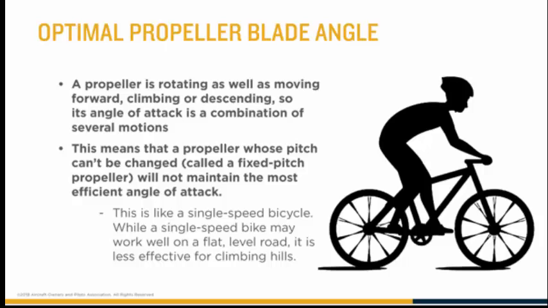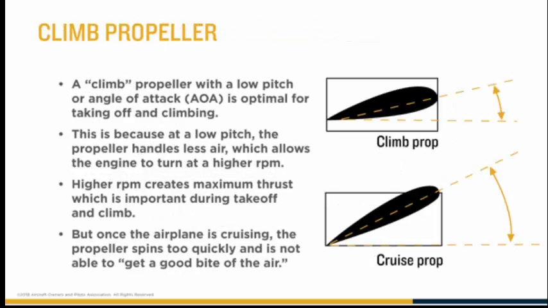So this is something else to be thinking about, that sometimes if you have a fixed wing propeller or fixed pitch propeller, you're not going to be able to adjust and maintain the most efficient angle of attack, and they're relating it to a single speed bicycle. Great example, right? If you don't have those other gears, it's going to make life a lot more difficult going up hills or building up speed to coast. Alright, so you can read through these on your own as well.